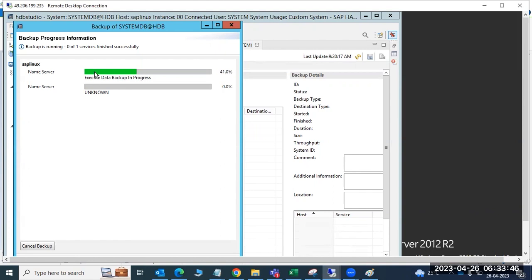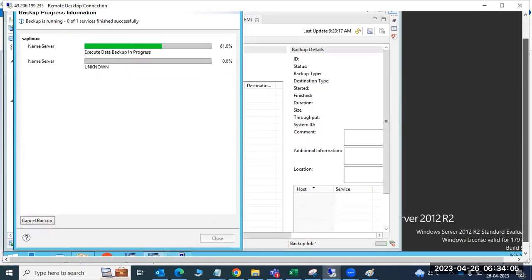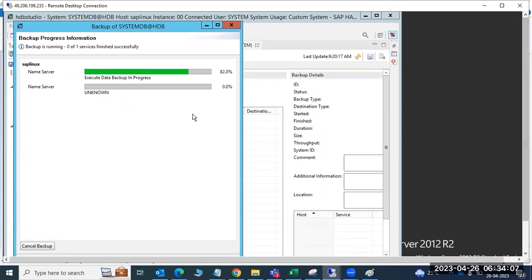So why? Because in the system DB, only the name servers are there, and the master is the name server. In the tenant database, the index server and access engine are the main ones. So the index server, why? Because all the data will be stored in the index server only. So that is the major backup we have to take, not the system DB. That will take a hell of a lot of time, taking the backup of the tenant DB. Now we are taking the backup of the system DB only.